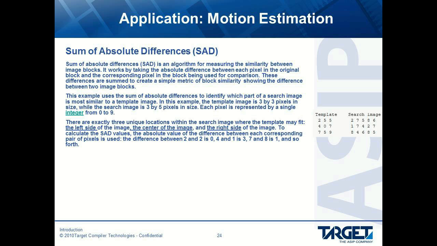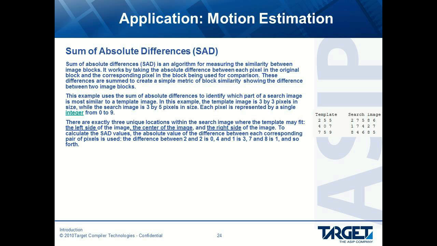This example uses the sum of absolute differences to identify which part of a search image is most similar to the template image. In this example, the template image is 3 by 3 pixels in size, while the search image is 3 by 5 pixels in size. Each pixel is represented by a single integer from 0 to 9. There are exactly 3 unique locations within the search image where the template may fit: the left side of the image, the center of the image, and the right side of the image.